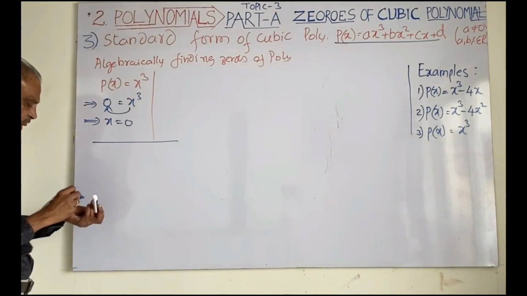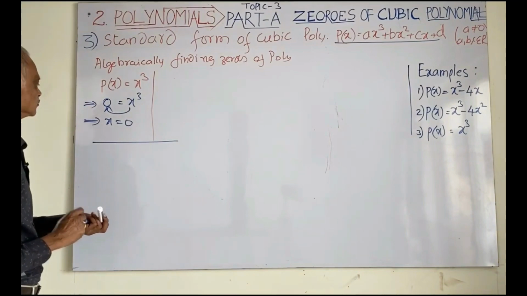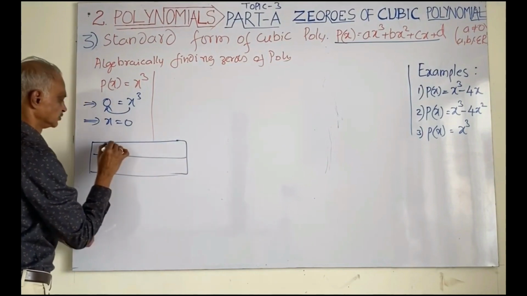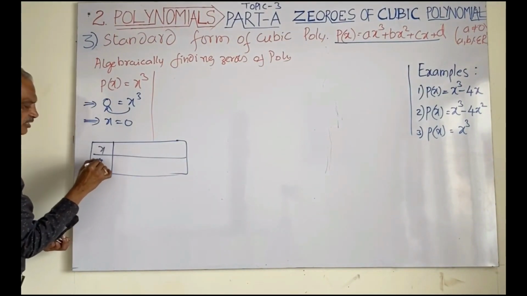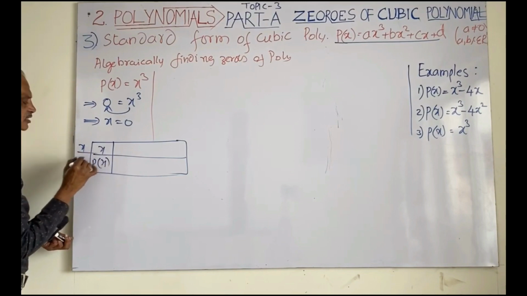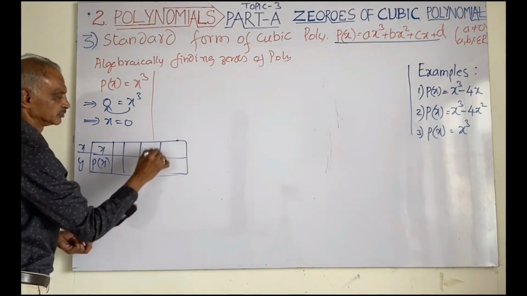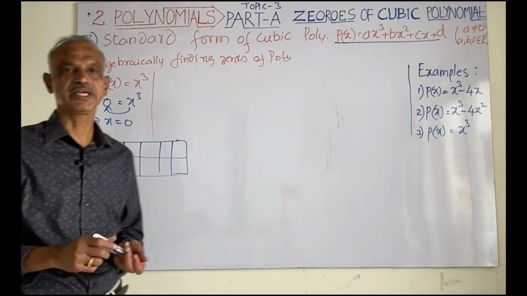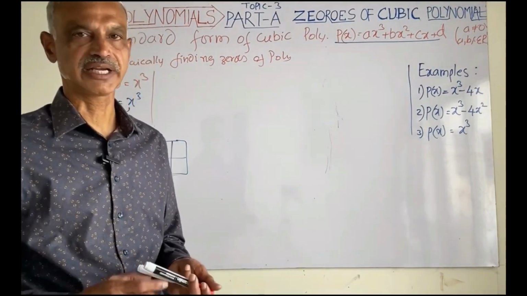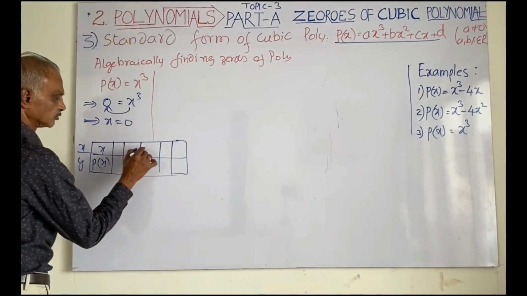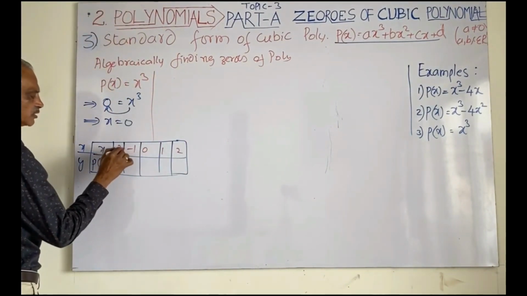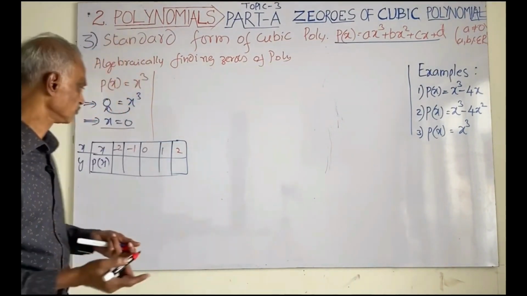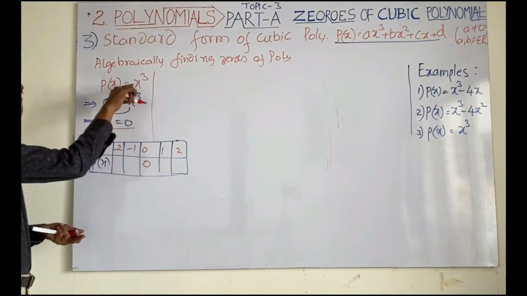Now see, this is the x coordinate, p of x, and this is the y coordinate. Now you prepare a solution set by drawing a table. Say 0, 1, 2, -1, -2. Anyway, when x is 0, the polynomial is 0. If you substitute 0 here, you will automatically get 0.